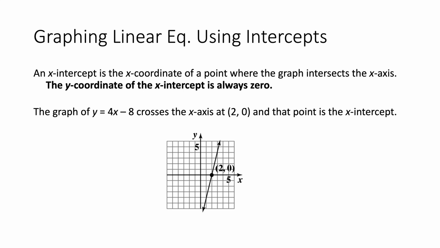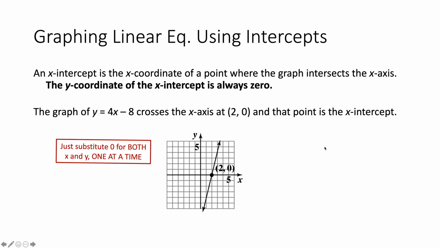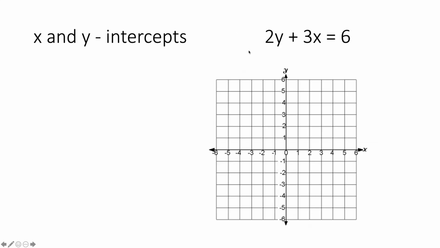Now, what we want to do is understand that it's really quick to graph a line if we just substitute 0 for both the x and the y, and then we find the intercepts and we draw a straight line through the two intercepts. I'll show you what I mean by that. I want to find the x and the y intercepts of the line 2y plus 3x is equal to 6.